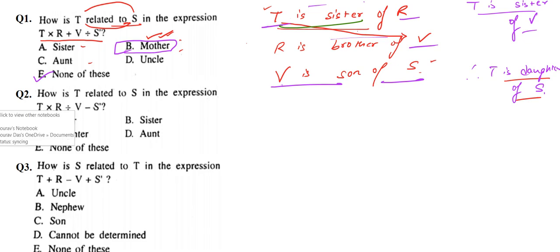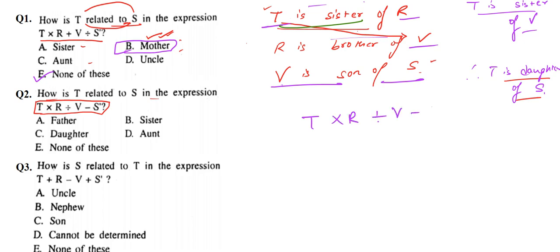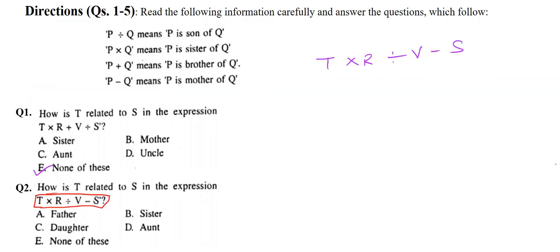Now let's move on to question 2, which says how is T related to S in the expression? Again the same T and S relation where the expression is different this time. So here we have T into R divided by V minus S. Starting with T into R, T into R means T is sister of R.